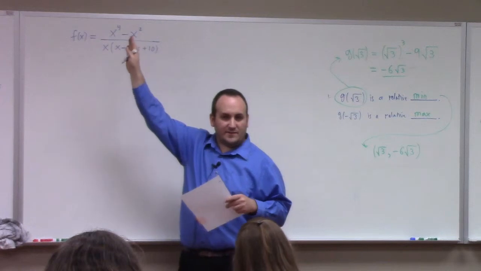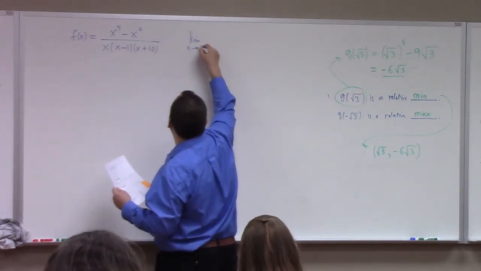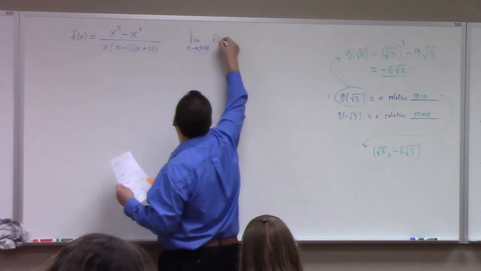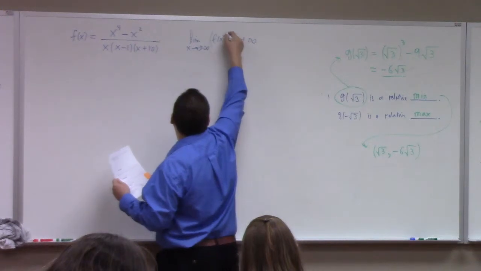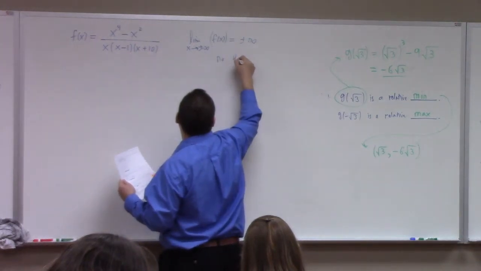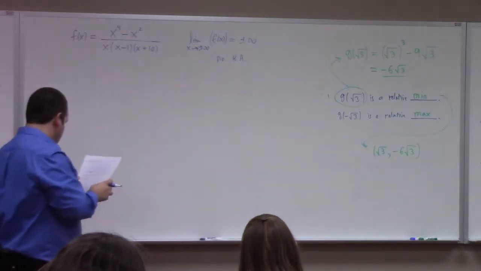No horizontal asymptotes. So the limit as x goes to plus or minus infinity of f of x is equal to, well, plus or minus infinity, actually. So no horizontal asymptotes. Okay, there we go. That's settled. Now, how do you figure out where there are vertical asymptotes?